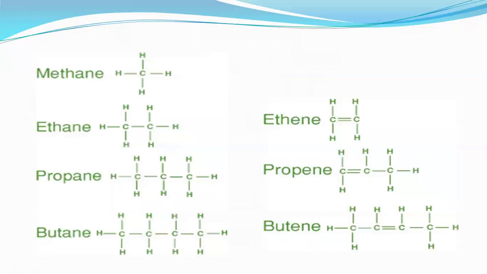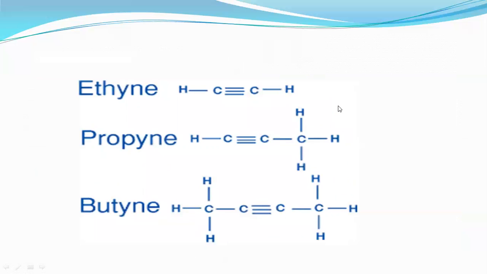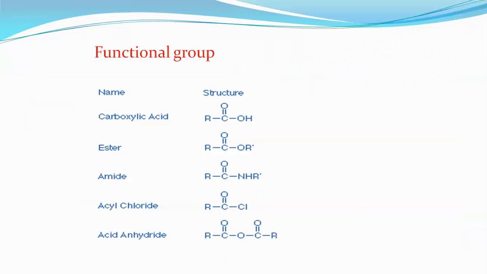This is the alkane family: methane, ethane, propane. This is the alkene family: ethene, propene, butene, which contain at least one carbon-carbon double bond. The alkanes are saturated, with no double bond present. All these carbons are linked to each other by single bonds. This is the alkyne family: ethyne, propyne, butyne, which contain a carbon-carbon triple bond as a functional group. So this is for the hydrocarbons, alkane, alkene, and alkyne.